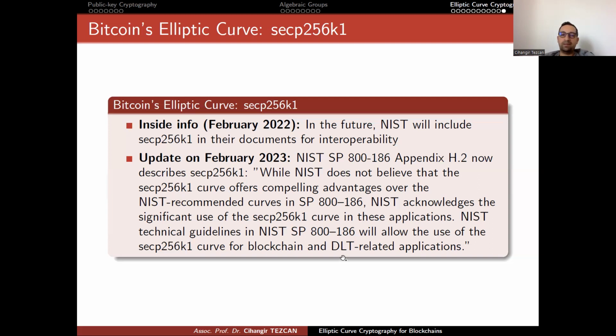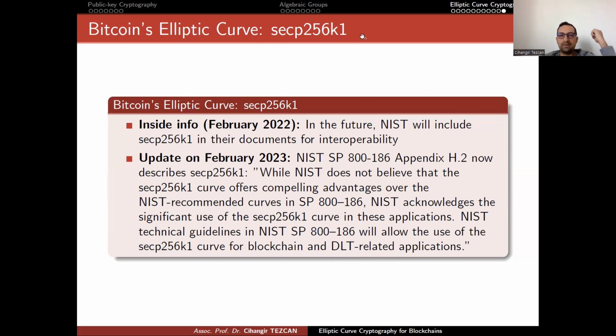NIST explained this decision as follows. While NIST does not believe that this elliptic curve offers compelling advantages over the NIST recommended curves in special publication 800-186, NIST acknowledges the significant use of this elliptic curve in these applications. NIST technical guidelines in this document will allow the use of this curve for blockchain and distributed ledger technologies related applications. So they added this because now the whole world is using it.